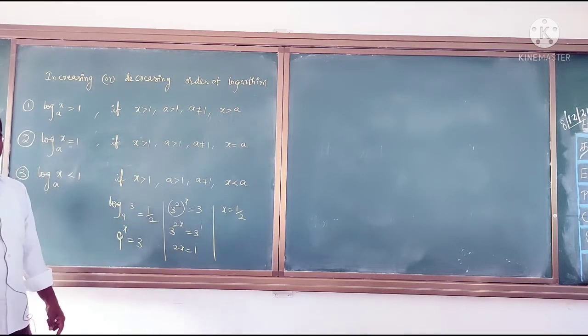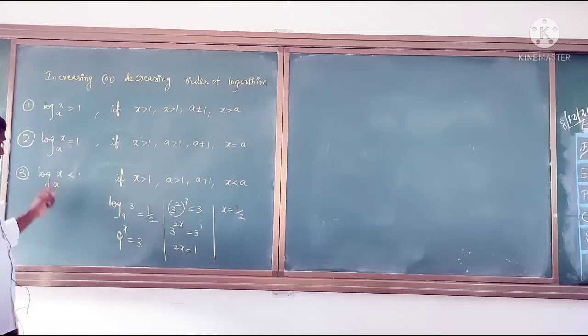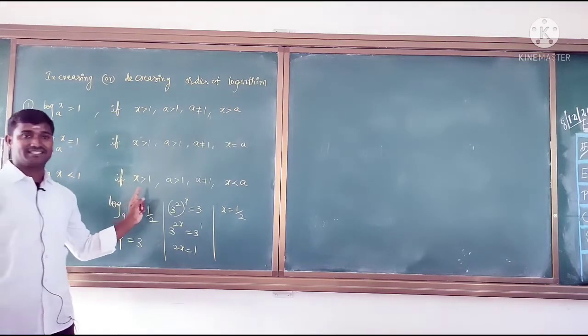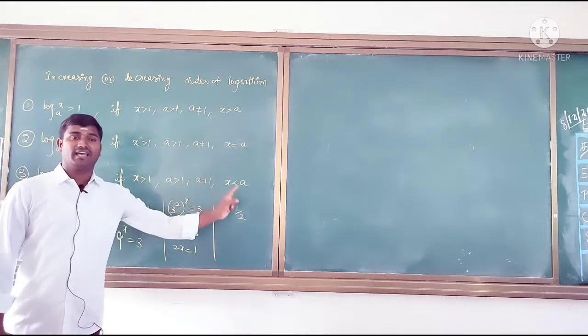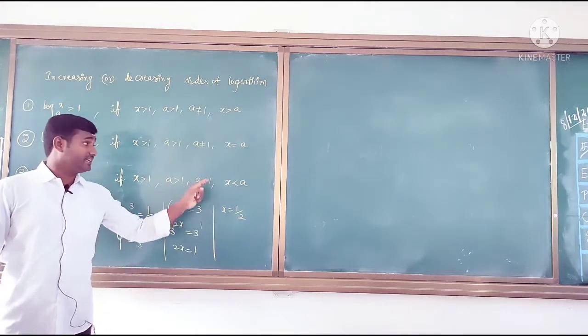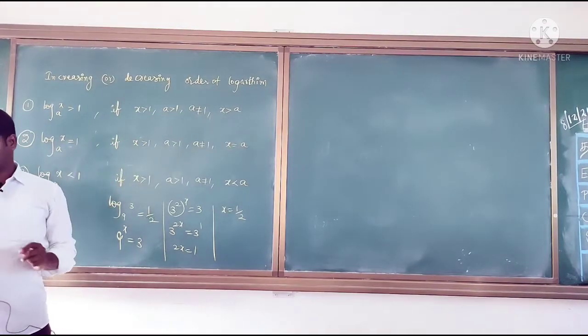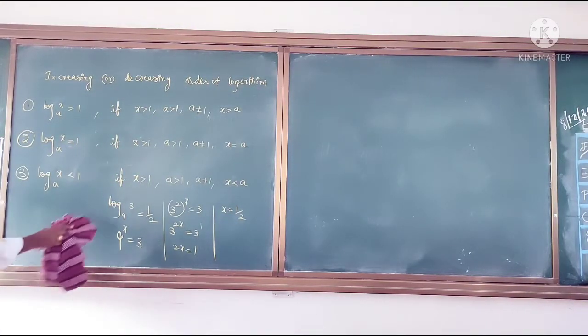So log x to the base a is less than 1 if x is greater than 1, a is greater than 1, and x is less than a. These conditions you should remember very carefully. Okay. Next.